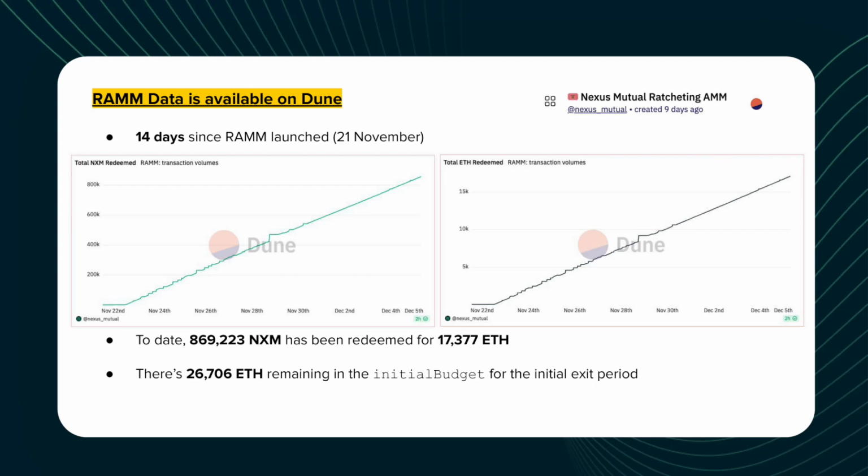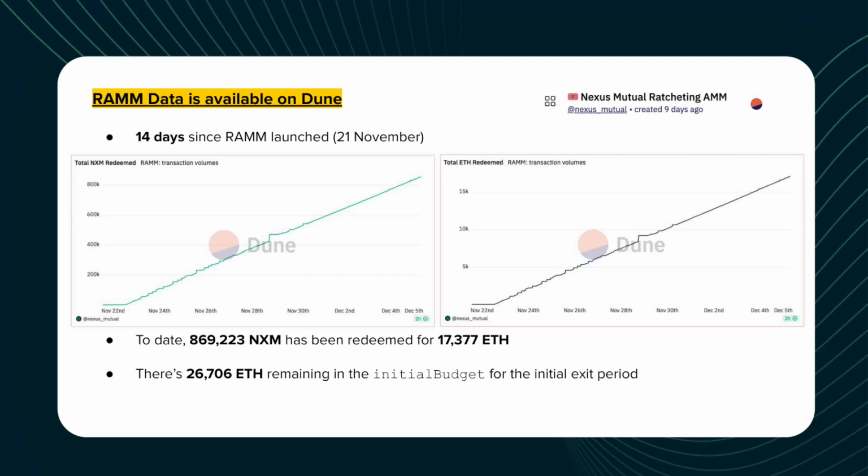The initial exit period will be active until the remaining ETH in the initial budget is exhausted, and there's still another 26,706 ETH left in the initial budget, which is the remaining 60.5%.